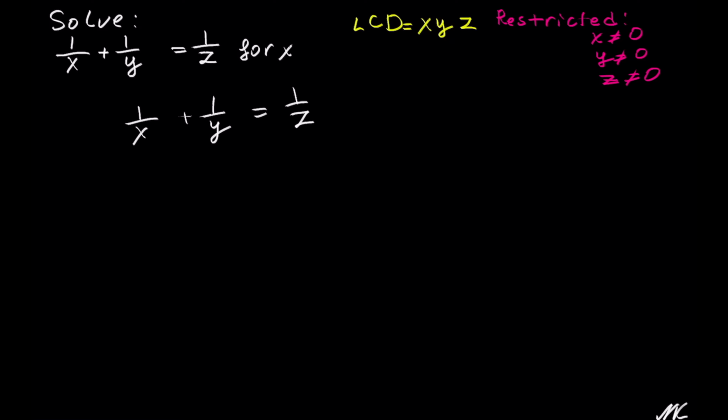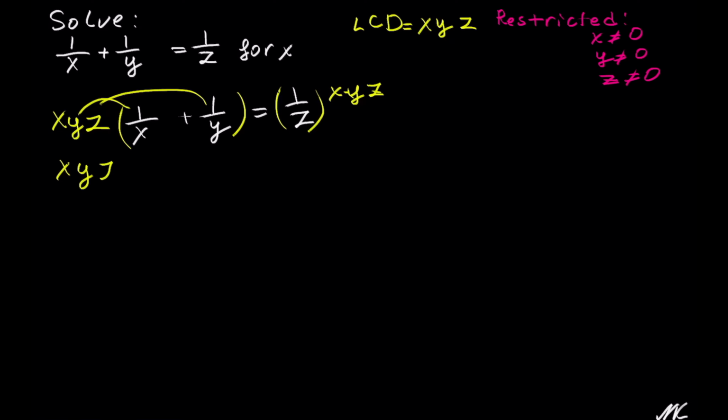Now we can begin solving 1/x plus 1/y equals 1/z. Let's multiply both sides by the least common denominator of xyz. Let's distribute xyz on the left, and we get xyz times 1/x plus xyz times 1/y is equal to, on the right, 1 times xyz over z. z divided by z will cancel out, so we are left with 1 times xy, which is just xy.